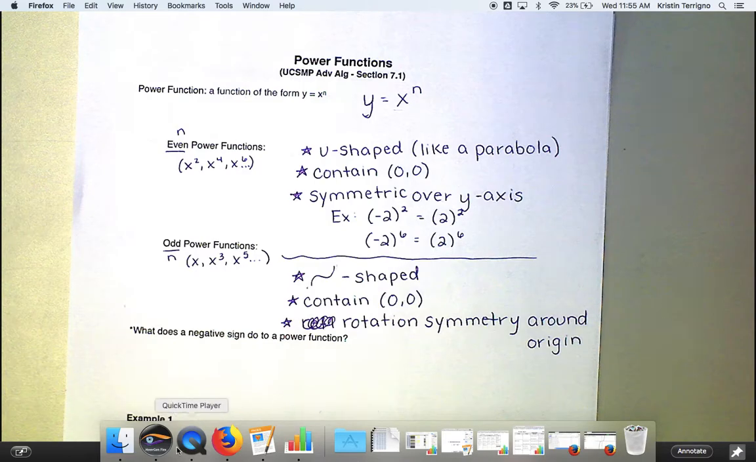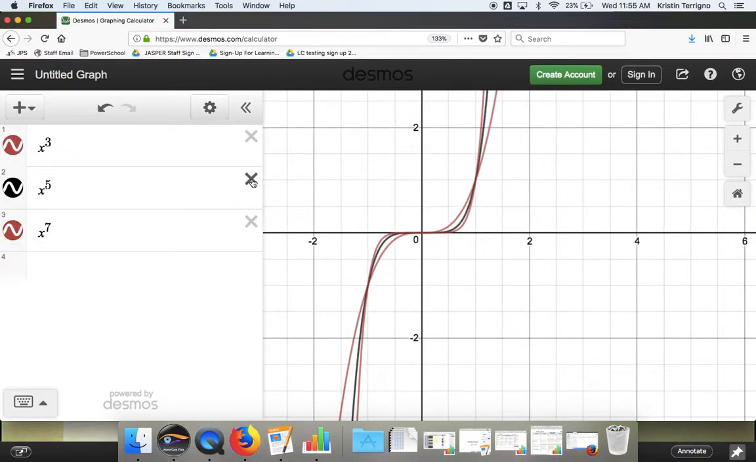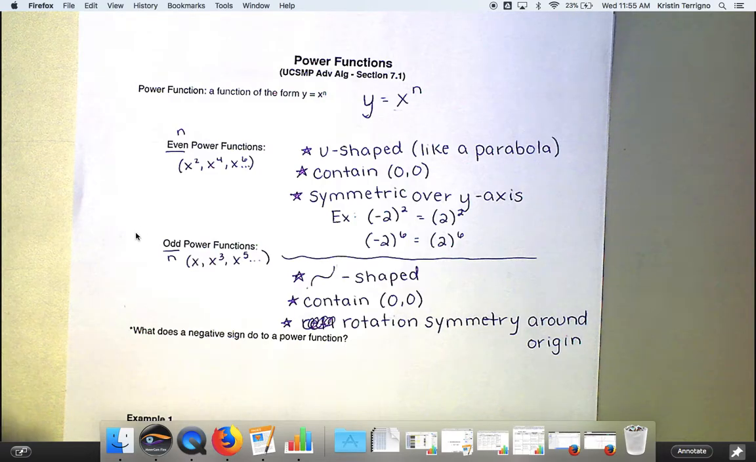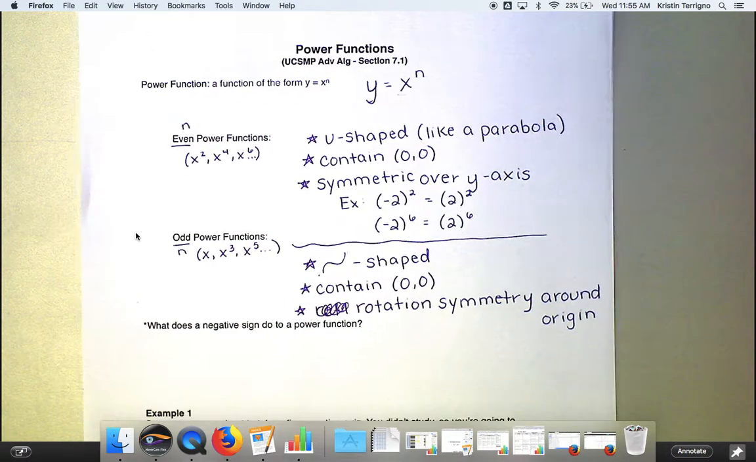Okay, looking back at my graphs from a second ago, let me get rid of these other guys and look at just one of them. x cubed. If I put my finger right here in the center of the graph and spun it, it would land back on itself. I can't demonstrate the spin on a screen, but if I spun it down this way, this half of the graph would land on top of this half. So there would be a rotation there. That's what I mean when I say it has rotational symmetry. It doesn't have reflection symmetry, but it has rotational symmetry.